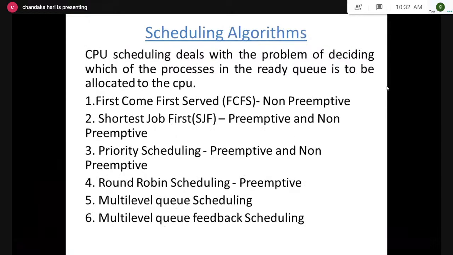We have also seen the different kinds of scheduling algorithms: first come first serve scheduling, shortest job first scheduling, preemptive priority scheduling, round robin scheduling, and multi-level queue scheduling. If the arrival times are not specified, we assume that all jobs arrived at the same time, and then it is called non-preemptive. This is what we saw in the last class.